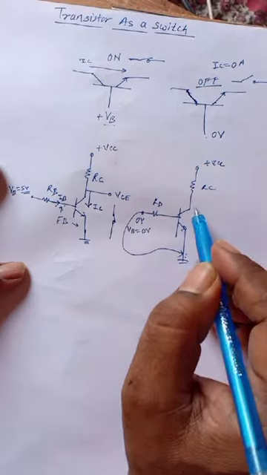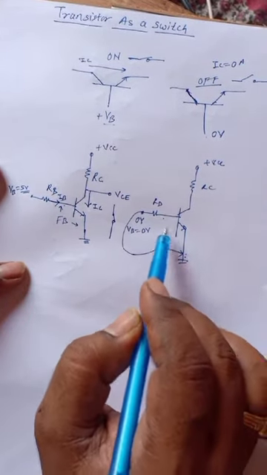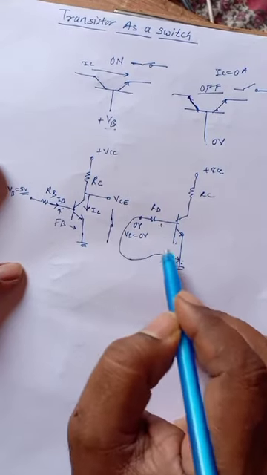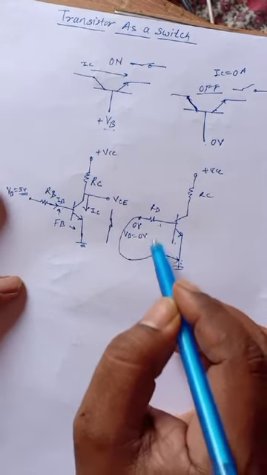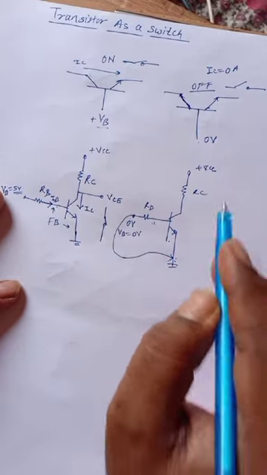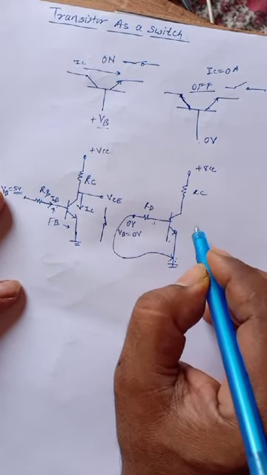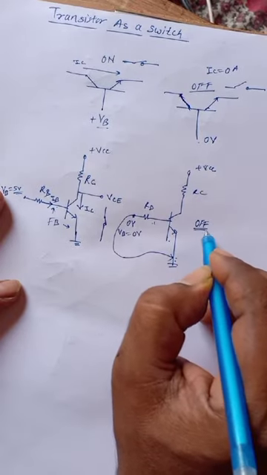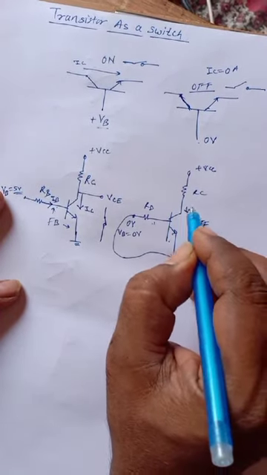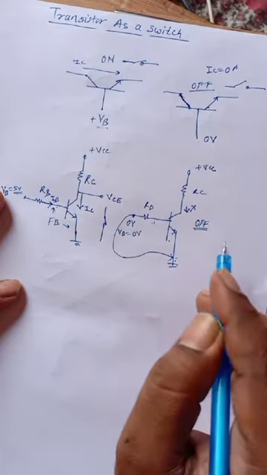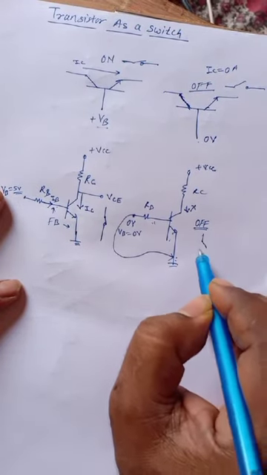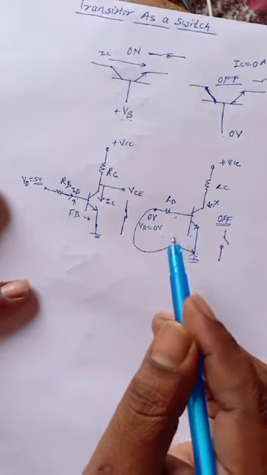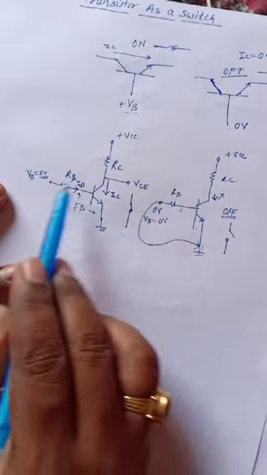In this case there is no forward bias between the base to emitter junction. As there is no forward bias, we can say it is just like a reverse bias. So this transistor is in the off state. This means there is no collector current flowing through the transistor and it acts like an open switch. That means there is no current flow. That's why the transistor acts like a switch.